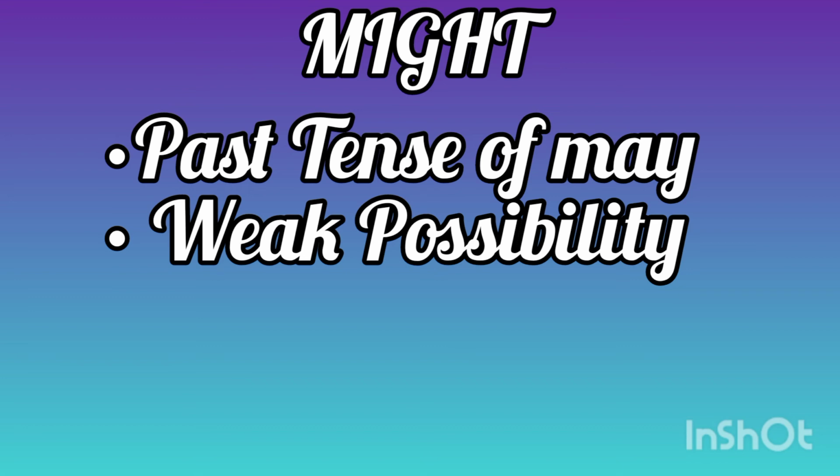Might is also used to show a weak or very distant possibility in the present. What is the difference between may and might to indicate a present possibility? May shows very strong possibility. Like as I said, there are dark clouds in the sky. It may rain anytime. There is a strong possibility. These dark clouds may rain down anytime.